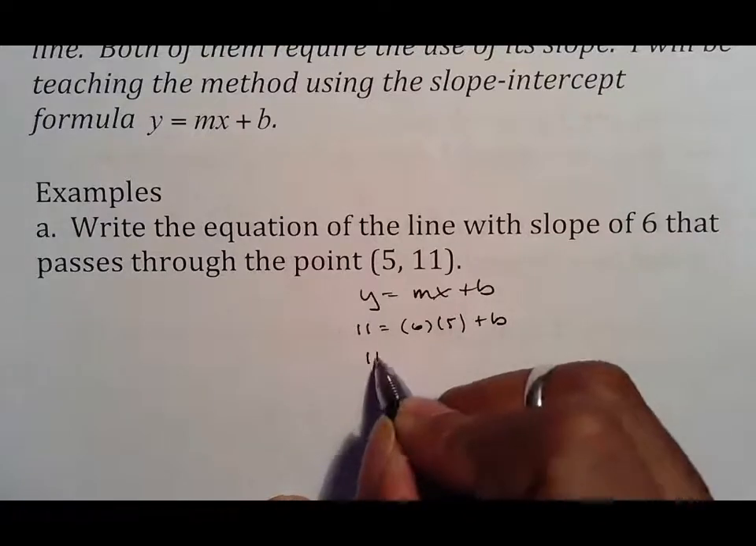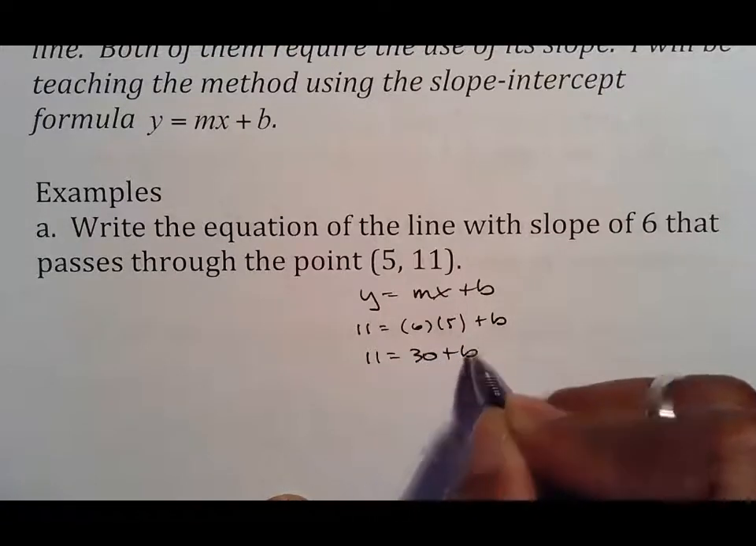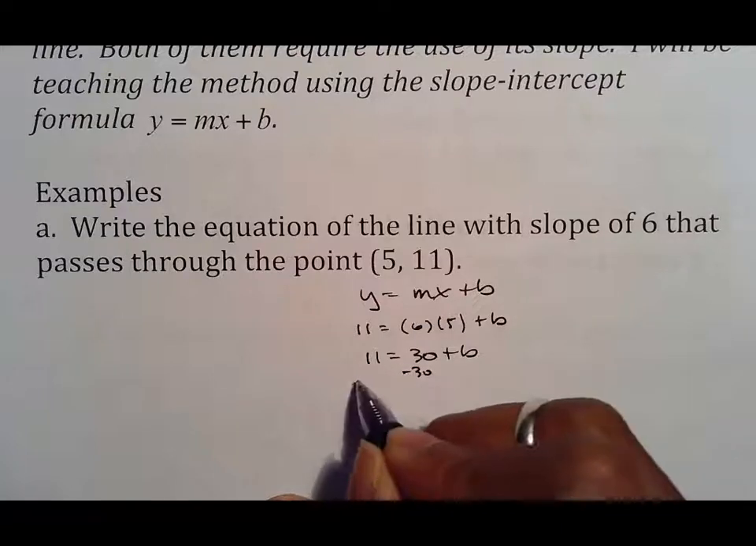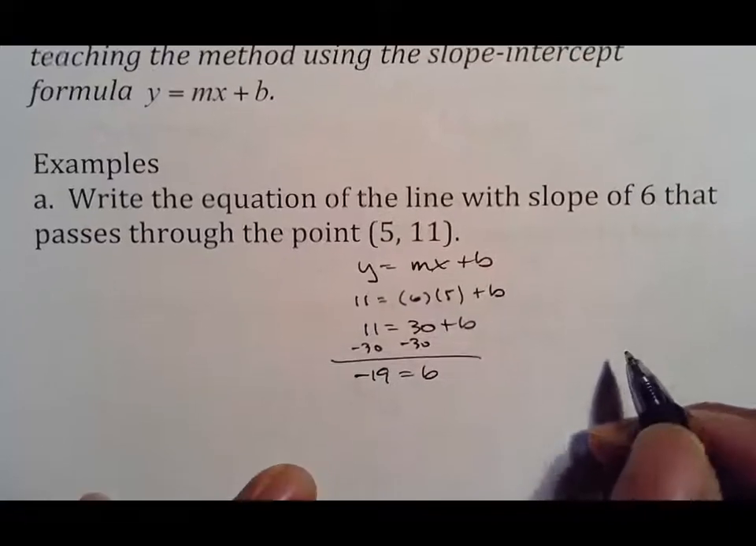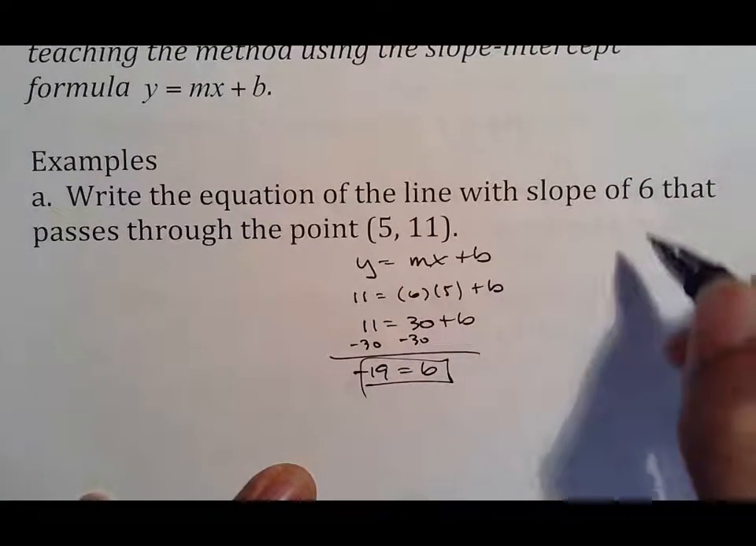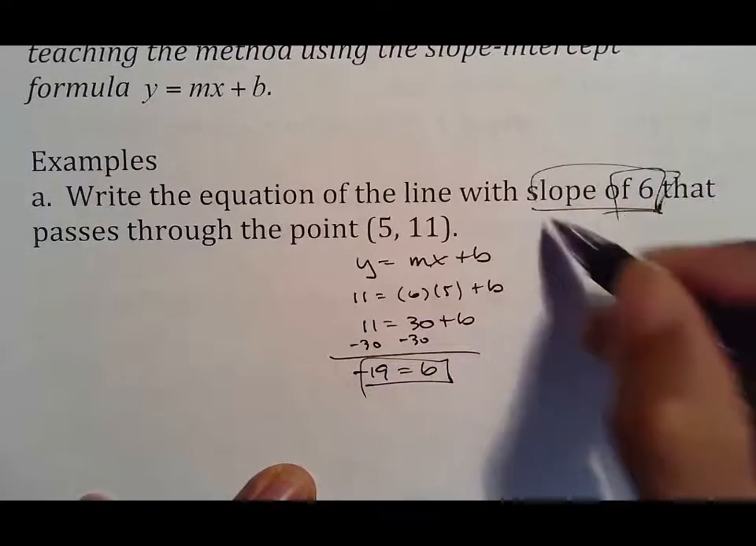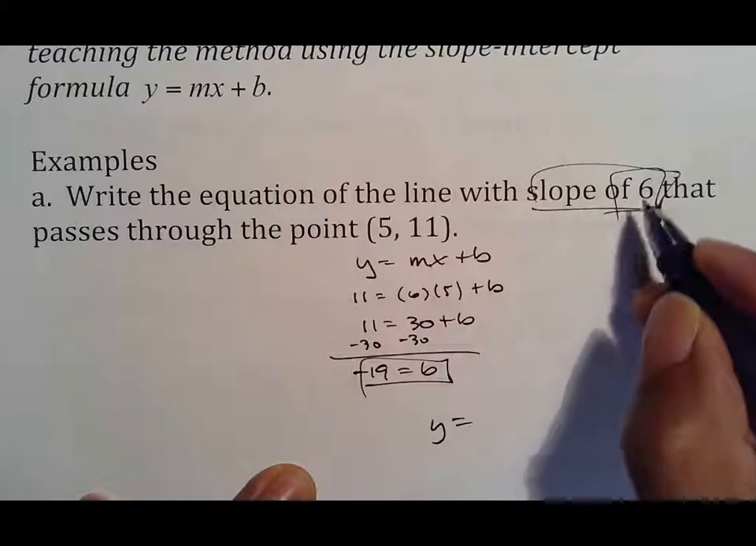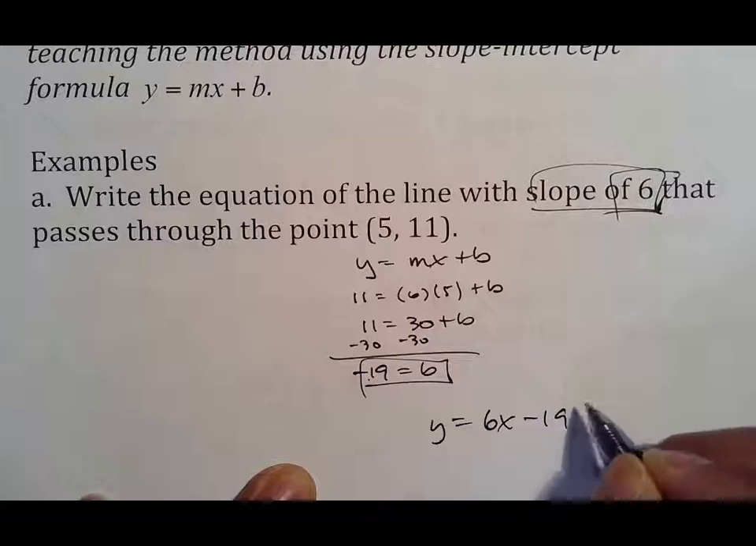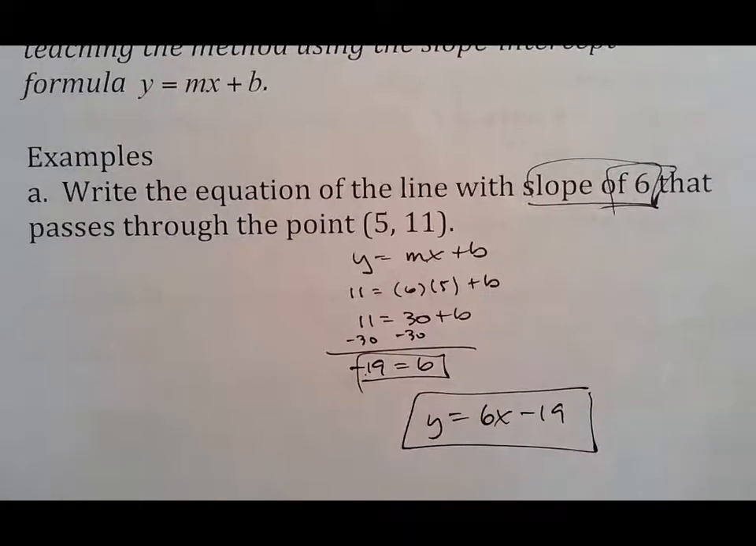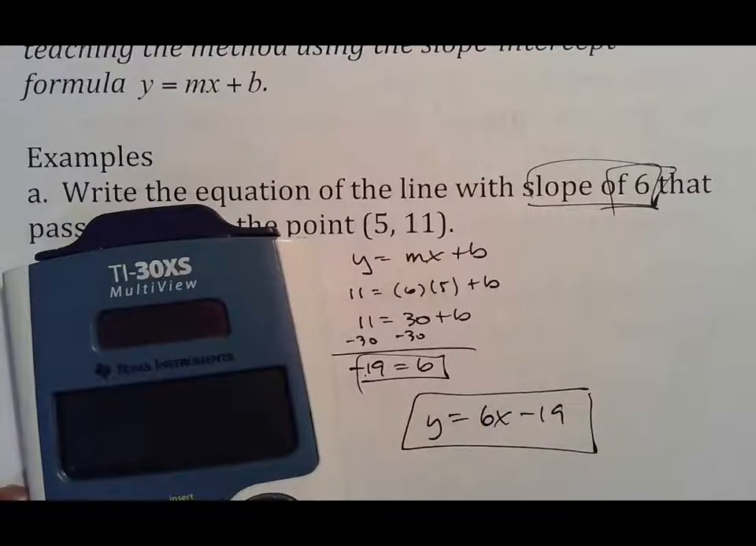Now I use algebra. 11 equals 30 plus b. I subtract 30 from both sides, getting negative 19 for b. And then I take this answer and this answer, and I put it in my final answer here. Slope is 6, so it would be 6x. b is negative 19. That is it.